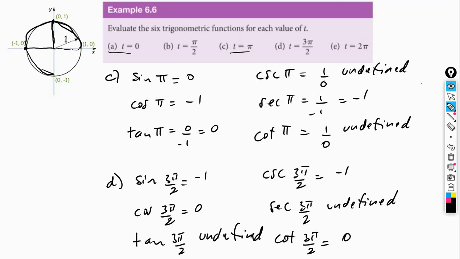Now, why 0? Because if tangent is undefined, that means we would have -1 over 0, right? Sine over cosine. So the reciprocal is going to be 0 over -1, which is going to be 0. Also, one last thing, notice that letter E is going to be the same as A because they are coterminal angles, since 2 pi is 1 revolution around the whole circle. So we would end up at the same point.